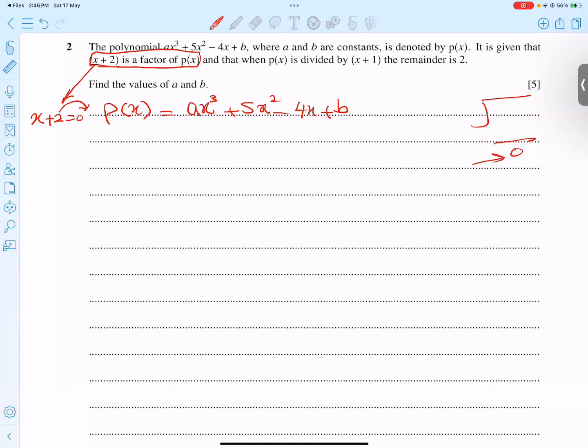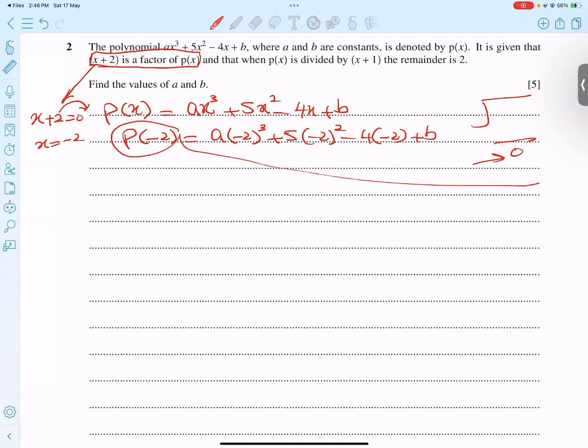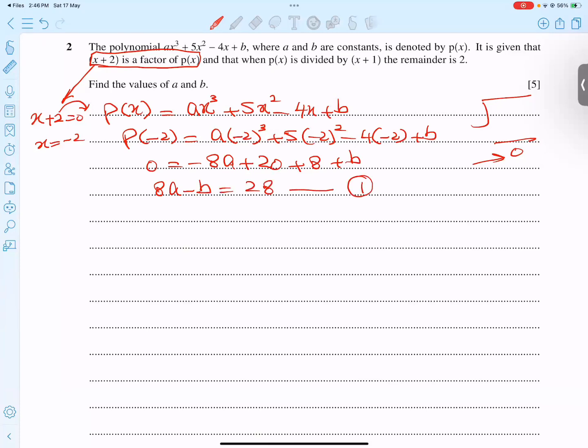I got an x value of negative 2. I replace every x by negative 2 and I get this kind of form. In the place of this, I'm copying 0 because it's representing the remainder. And negative 8a plus 4 5s are 20, and 4 2s are 8, plus b. So basically, I got 8a negative b equals 28. Equation number 1 done.